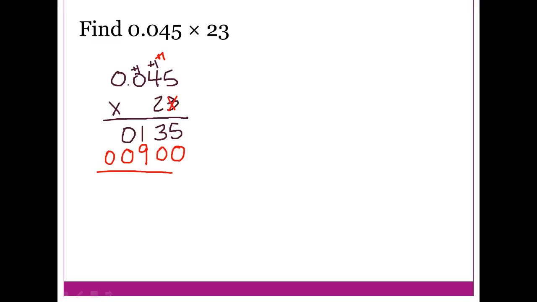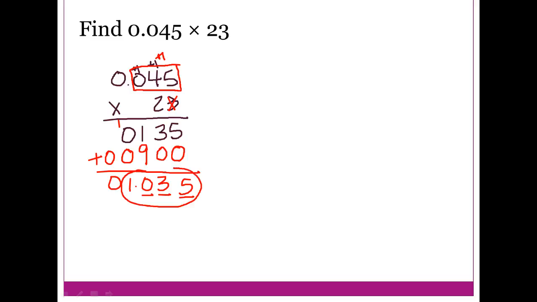Then I need to add the two pieces together. I end up with 5, 3, 10, I'll carry the 1, 1, and a 0. Then in order to put the decimal point in, I count how many digits come to the right of the decimal in the problem, and that would be 3. In my answer, I have 3 digits to the right of the decimal as well. And I end up with 1 and 35 thousandths.